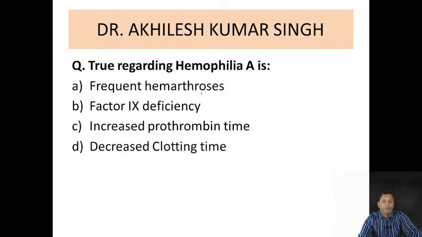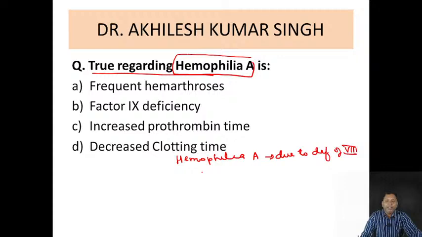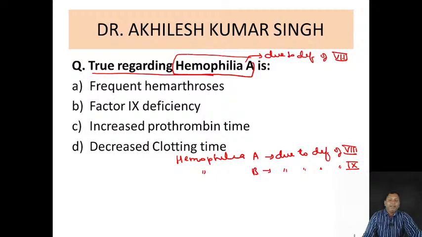Look at another question here. This was also asked in the MCA exam. True regarding hemophilia A. You know very well, there are two types of hemophilia. One is called hemophilia A, which is due to deficiency of factor 8. The other one is hemophilia B, which is due to deficiency of factor 9. Here it is asking about hemophilia A, and hemophilia A is due to deficiency of factor 8, right?